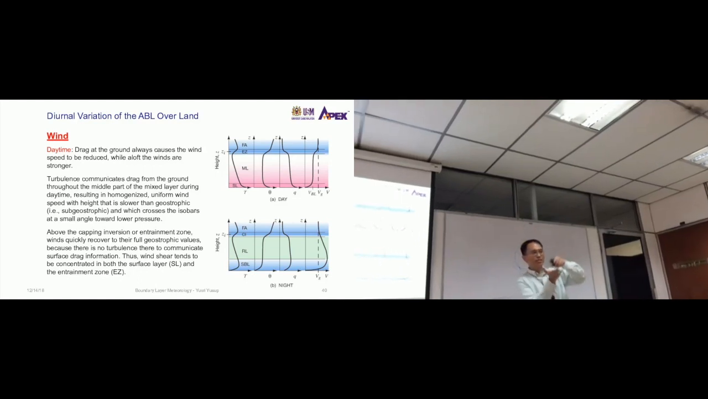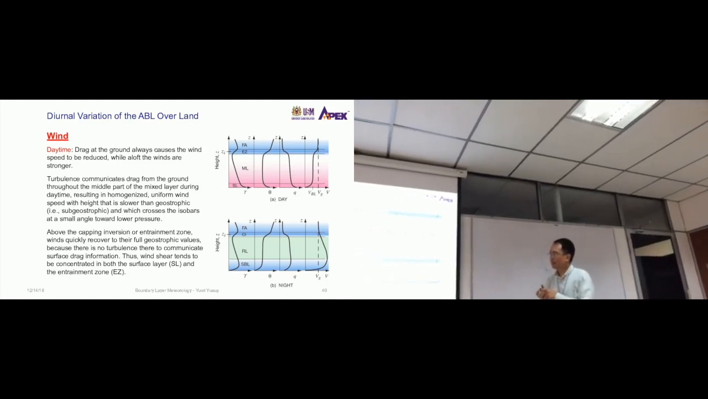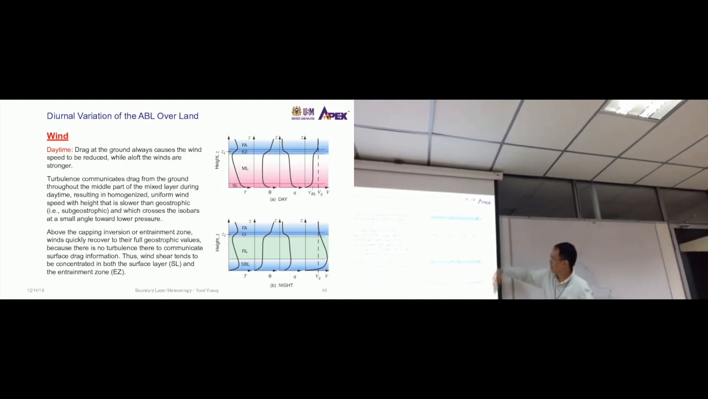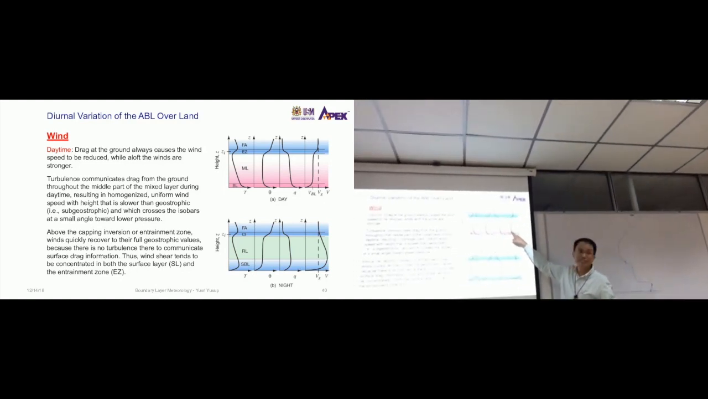Remember wind shear, those drags? The most effect of shear would be somewhere here. Sorry, this is night. Somewhere here, because there's a difference. Here, what do you think of the wind shear? Is it large? Look, is it on a gradient? No, right? It's just vertical. So that means basically no wind shear. But over here, high wind shear.